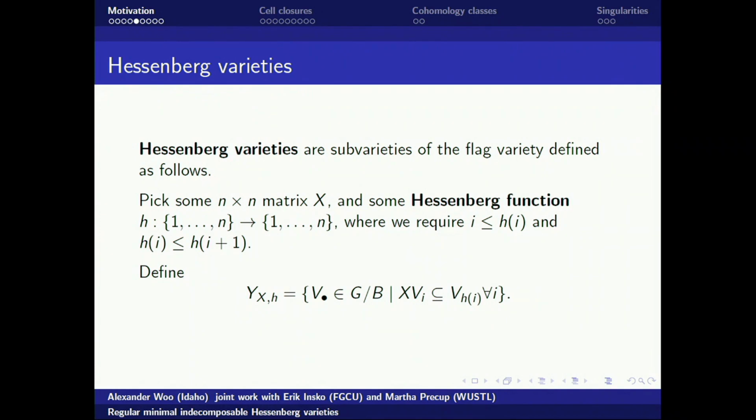Well, I take X, and I'm going to insist that when I multiply by the ith component of the flag, I end up inside the h of ith component of the flag. So my line is required, once I hit it with X, to lie inside h of 1, which might be 3. So my line, once I hit it with X, has to sit inside my 3 space. That's what this would say. And so on. I'm going to have this condition for every one of them, and some of them are going to be redundant. You can think about this carefully.